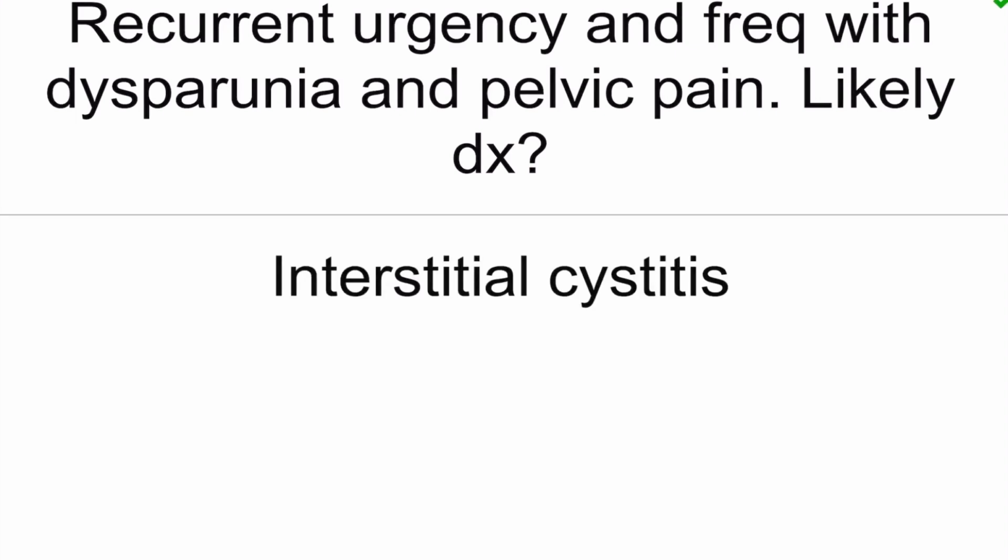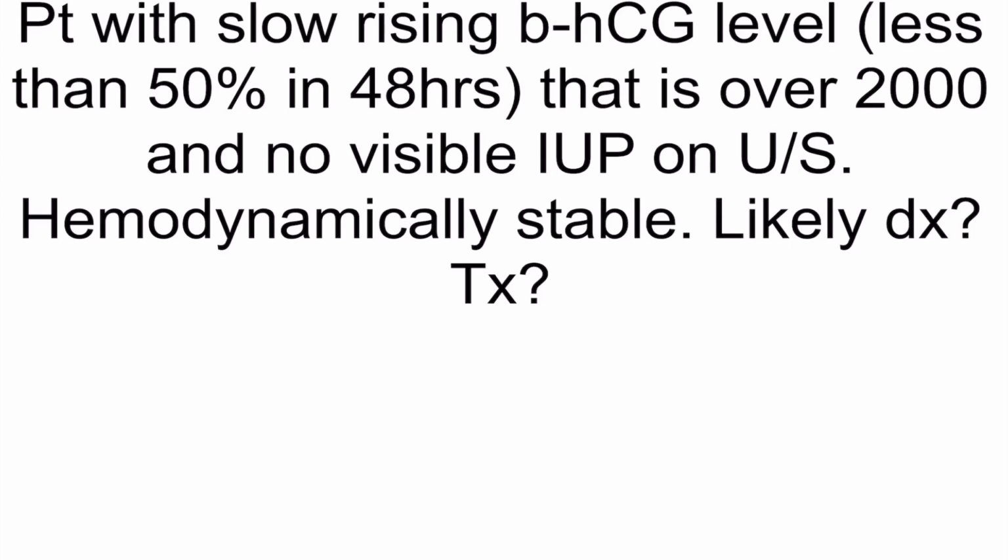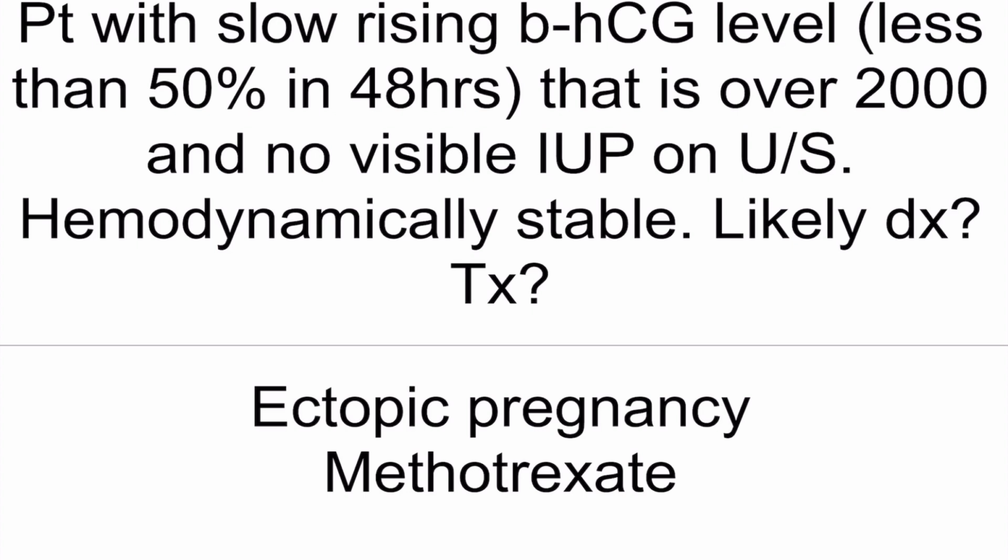Interstitial cystitis. Patient with slow rising beta HCG level, less than 50% in 48 hours, that is over 2000, and no visible IUP on ultrasound. Hemodynamically stable. What's the most likely diagnosis and treatment? Ectopic pregnancy, and you treat that with methotrexate.